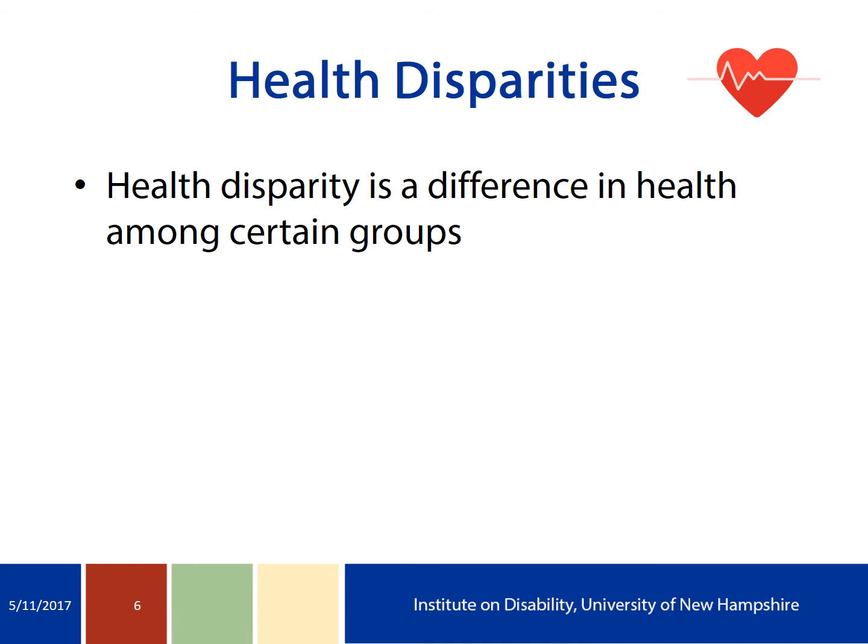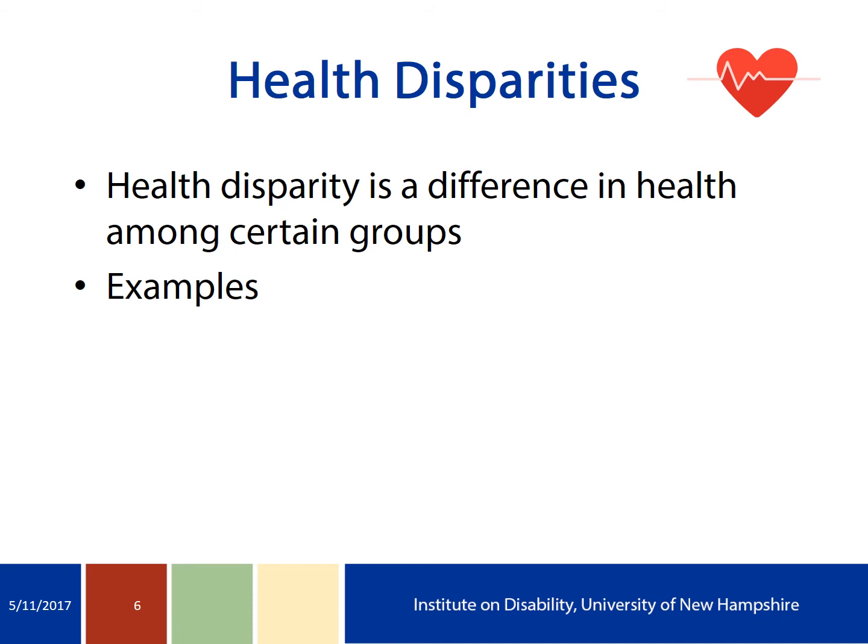Thank you, Sara. First, let's start with a definition. A health disparity is a difference in health among certain groups or subgroups of the population. Often, health disparities are associated with racial or ethnic minorities. For example, we know from our research that American Indian Alaska Natives are more likely to smoke cigarettes than white people. We also know that in New England, Native Hawaiian Pacific Islander youth are more likely to abuse alcohol and other substances than their white counterparts.